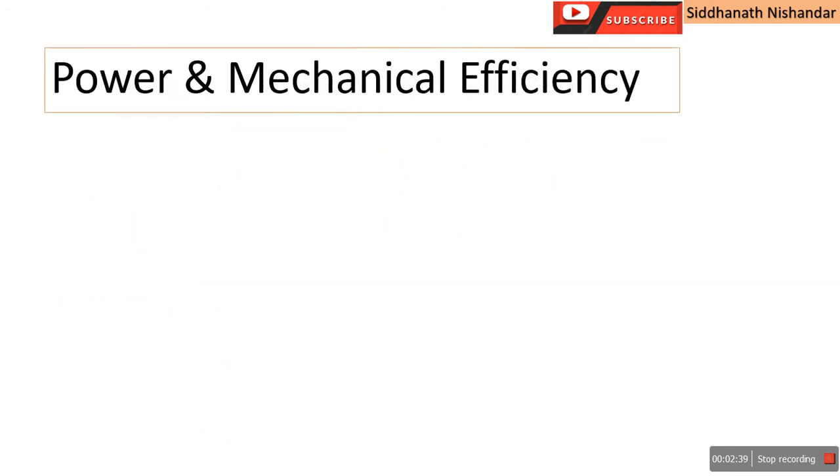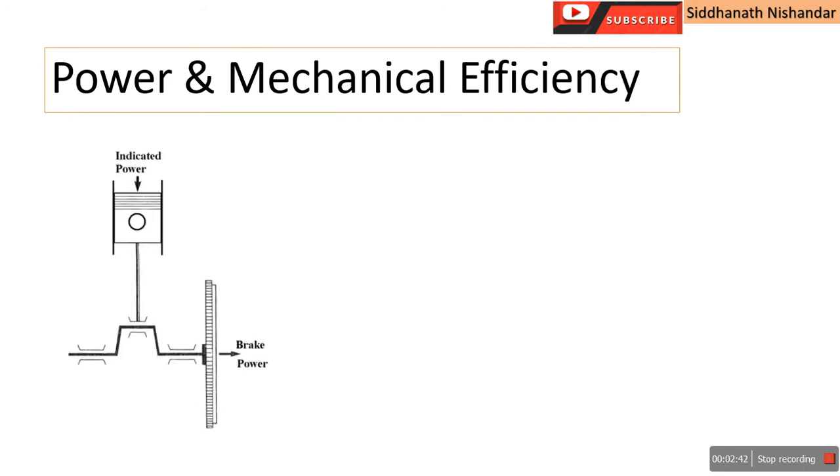Let's start with our first topic, the brake power and the concept of indicated power. If you see this figure, the arrow indicates the indicated power, the power developed inside the cylinder during combustion. The power available at the crankshaft we call the brake power. Then what is the difference between indicated power and brake power? Let's start with the brake power.